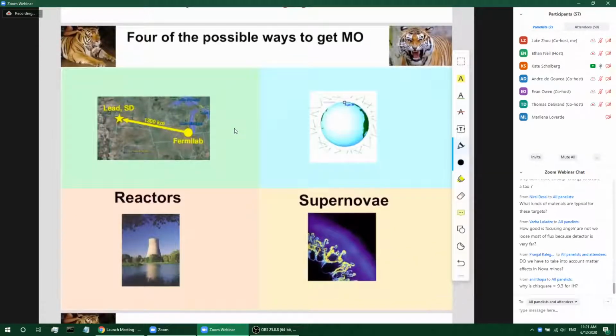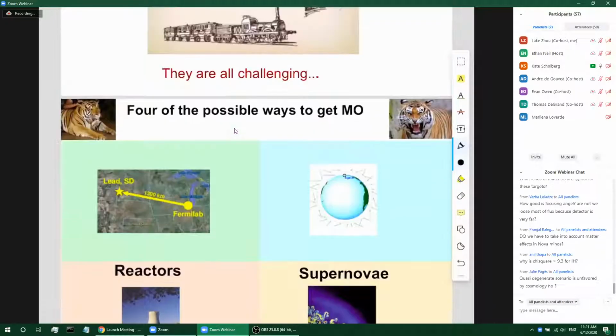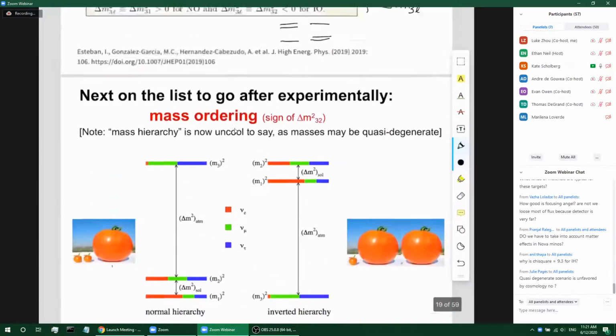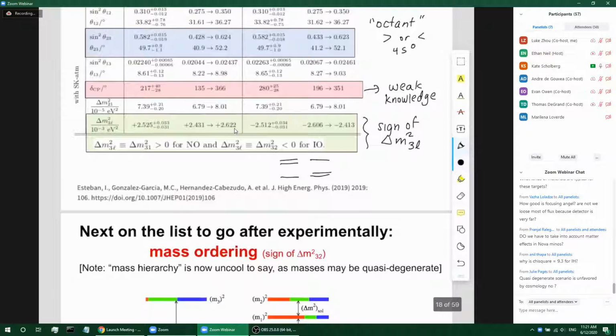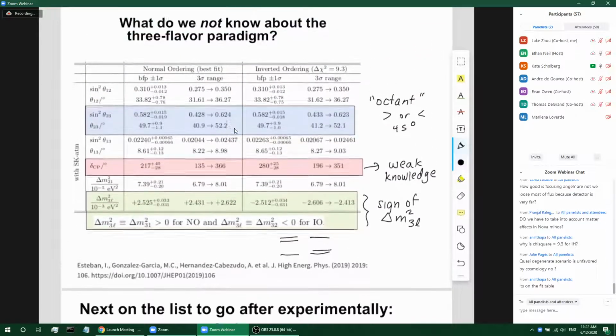Oh, question. Why is chi-squared equal 9.3 for IH? Where is that from? Is that from this? Where are you getting that from? That was on your table, I believe, at the top. Oh.